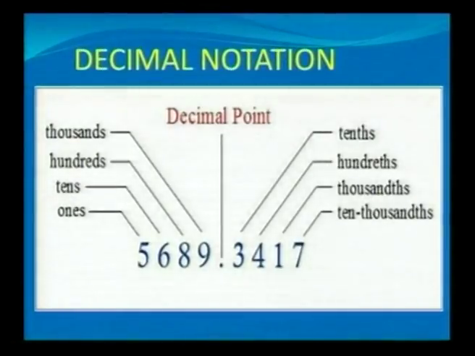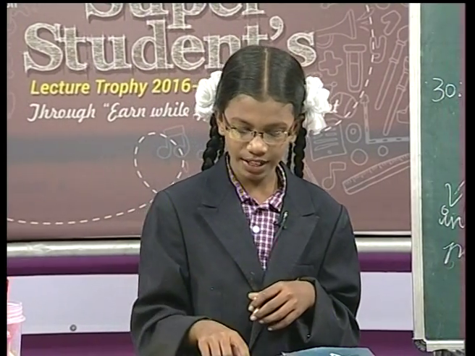here the decimal notation. Friends, after the decimal point is the fractional part. Here 3 is in the 10th place, 4 is in the 100th place, 1 is in the 1000th place, 7 is in the 10,000th place. Before the decimal point, 9 is in the 1's place, 8 is in the 10's place, 6 is in the 100's place, 5 is in the 1000's place. So, friends, this is called decimal notation.